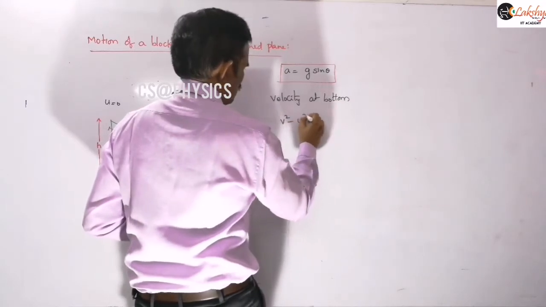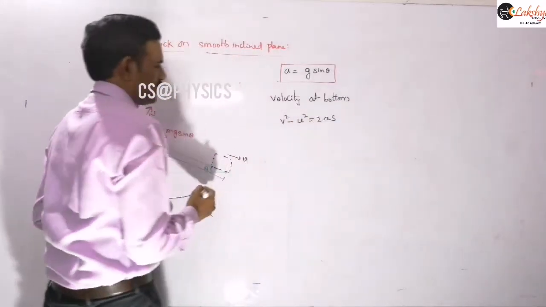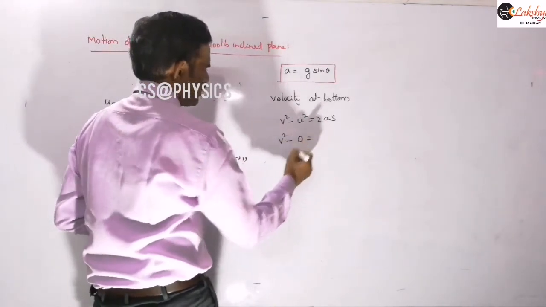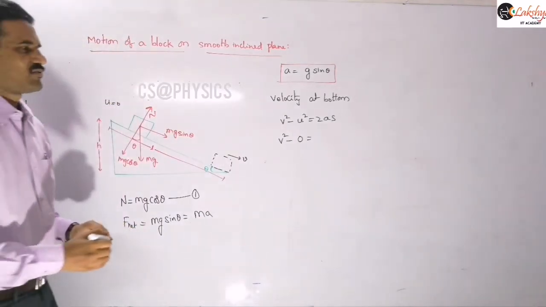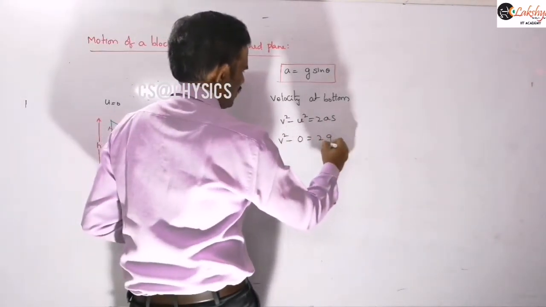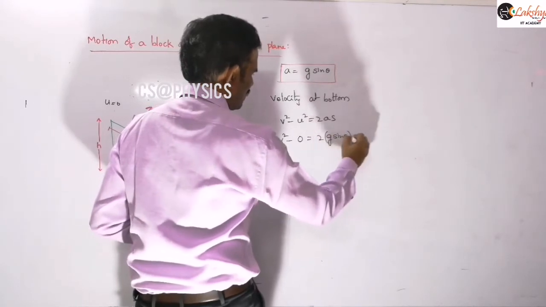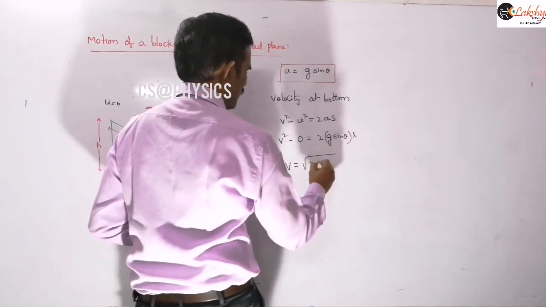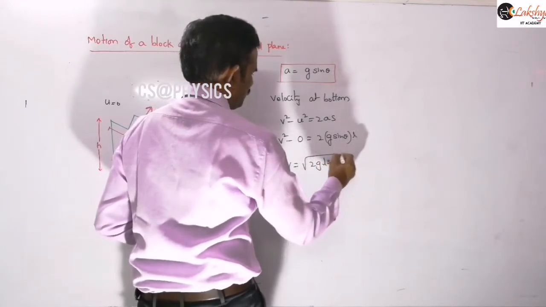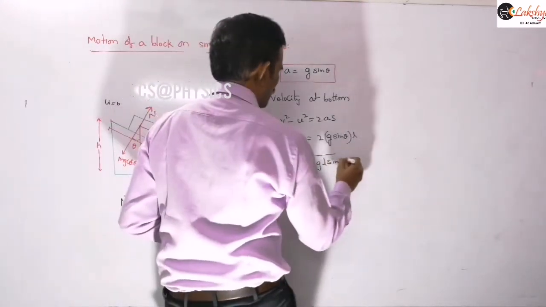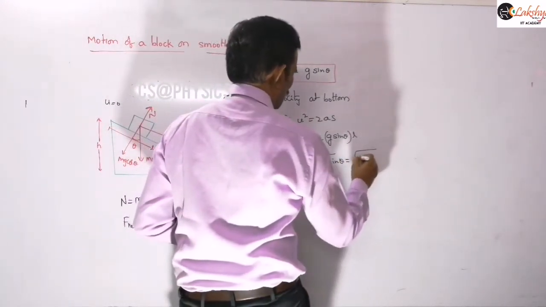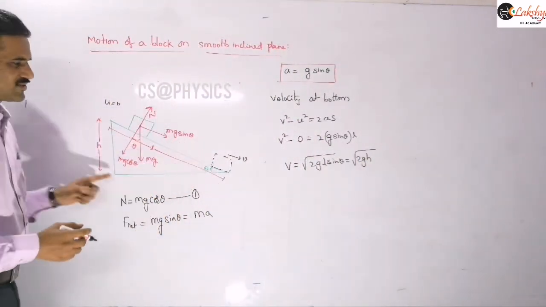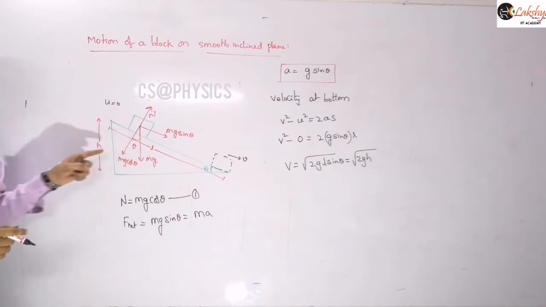So v square minus u square is equal to 2as. I can write this as v square minus 0, since we are assuming that we are releasing from rest. So v square minus 0 is equal to 2 into g sine theta into the length, which we are taking as l. Then v is equal to under root of 2gl sine theta. And the important thing you can observe here is this can also be written as under root of 2gh, right? Because by observing this triangle, you can write h is equal to l sine theta.